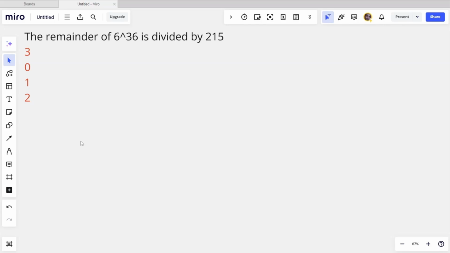So as you can see, the question is the remainder when 6 raised to the power 36 is divided by 215. If we solve this question using conventional mathematics, it will definitely take a lot of time, but we will solve it using an aptitude concept, which is remainder cycle. Let me clarify: if you don't know the concept of remainder cycle, you should know the concept first, and after that try to solve this question. So let's come to the question.